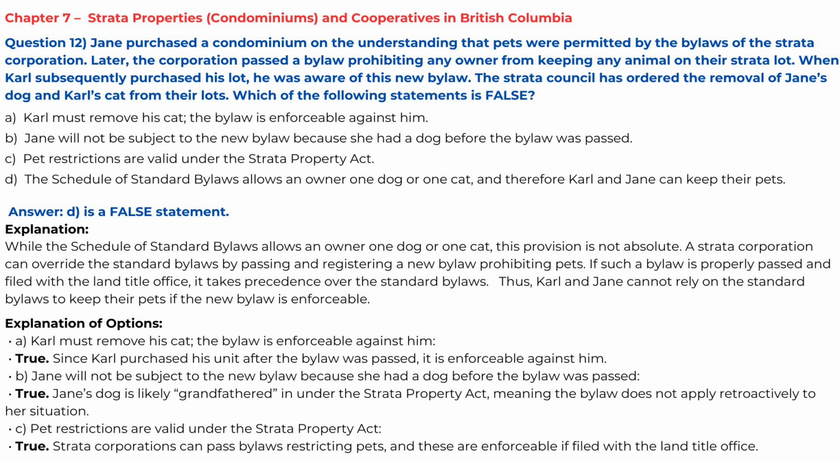The bylaw is enforceable against him. True. Since Carl purchased his unit after the bylaw was passed, it is enforceable against him. B. Jane will not be subject to the new bylaw because she had a dog before the bylaw was passed. True. Jane's dog is likely grandfathered in under the Strata Property Act, meaning the bylaw does not apply retroactively to her situation.